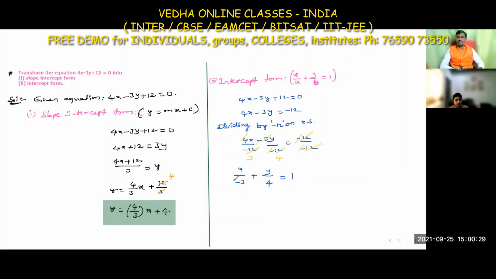x by a, is it in the form of intercept form? x by a plus y by b is equal to 1, intercept form. This is the required intercept form. Understood? Yes, sir. Do you have any doubts still here? No, sir.